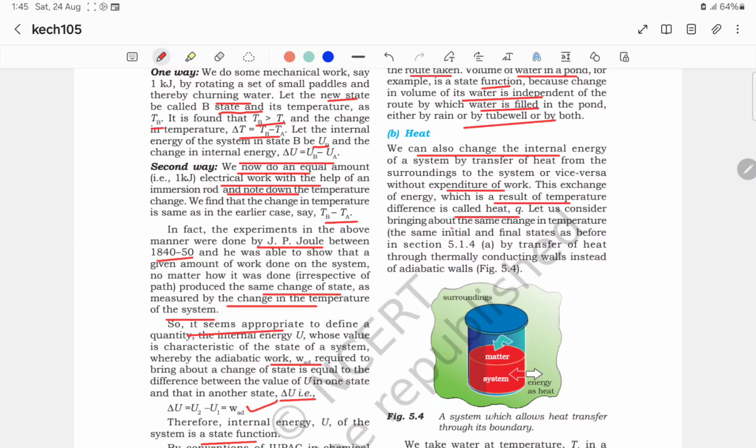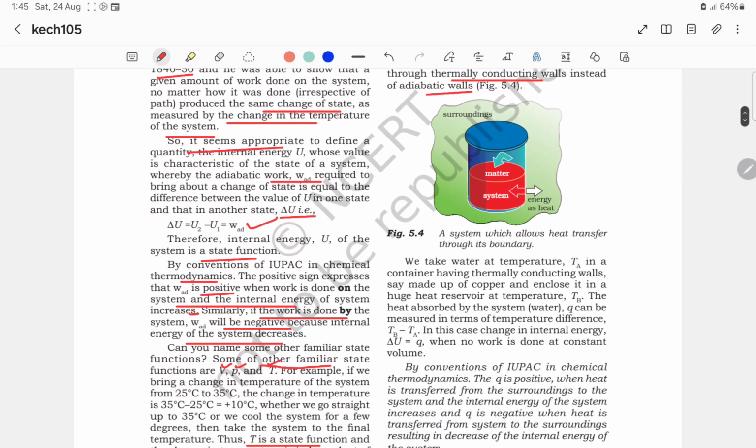So let us consider bringing about the same change in temperature, the same initial and final states as before, but by transfer of heat through thermally conducting walls instead of adiabatic walls. So we take water at temperature TA in a container having thermally conducting walls, say made up of copper, and enclose it in a huge heat reservoir at temperature TB. The heat absorbed by the system water, Q, can be expressed in terms of the temperature difference TB minus TA. In this case, the change in internal energy delta U is equal to Q when no work is done at constant volume.